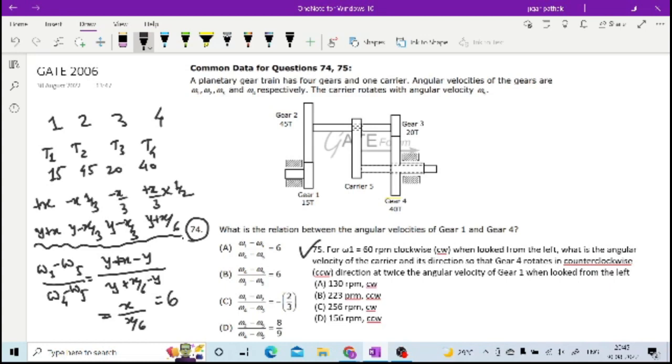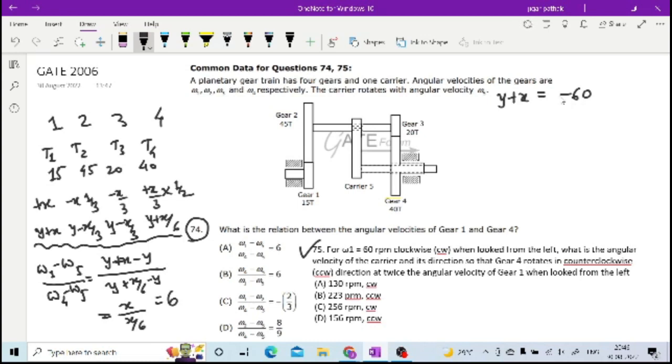Sir, minus 156 is coming, sir. Minus 1, it should be plus, actually, counterclockwise should be plus. 60 by 60 minus omega 5 by minus 120 minus omega 5 equal to 6. Let us see. Y plus x is provided as minus 60, because here it is clockwise, right? So for omega 1 is equal to 60 rpm clockwise.